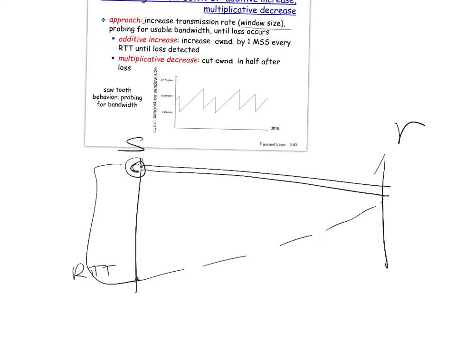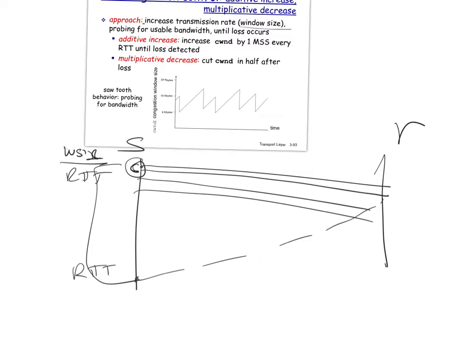The rate of transmission is the length of the packet, or basically the window size in bytes, divided by the round trip time. This is the rate of transmission at any point of time. So if I have two packets, the window size is two packets in terms of bytes divided by the round trip time. Three packets and so on. So by increasing the window size gradually, I increase the rate of transmission. Clear? Easy.